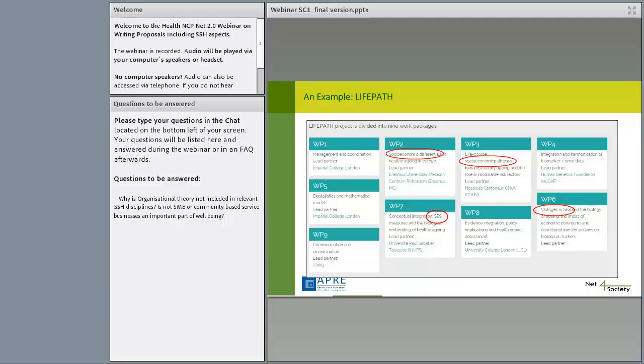And again, in work package number 3, life course socioeconomic pathways are again something related to the socioeconomic aspects. And in work package number 6, challenges in the SES, which is socioeconomic status. And again, work package number 7, conceptual integration of the socioeconomic status. So these are the relevant, the most integrated work packages with SSH. Not all the work packages are dedicated to the socioeconomic sciences and humanities. There is a mix. There is a good example of integration.